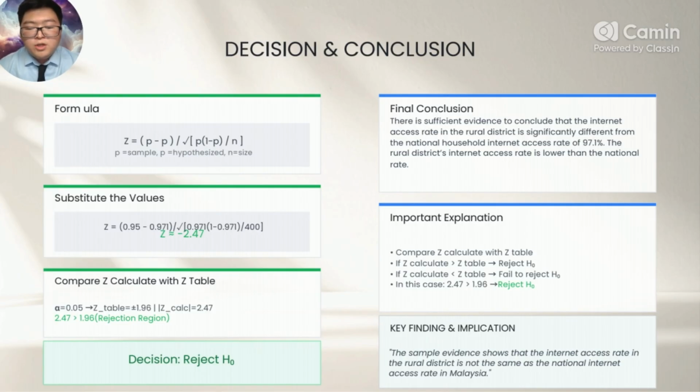Today, I will explain the decision and conclusion for the one population proportion test. The decision rule is: if Z calculated is greater than Z table, reject the null hypothesis. Here 2.47 is greater than 1.96, so we reject H0.